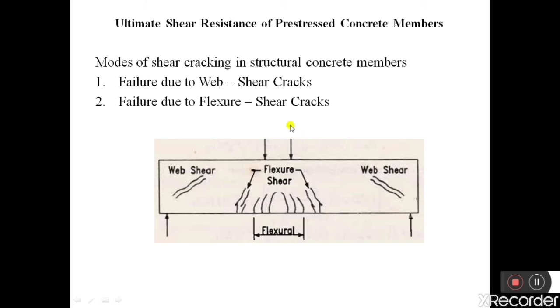And now let us move to the next part of the same module, that is ultimate shear resistance of prestressed concrete members.